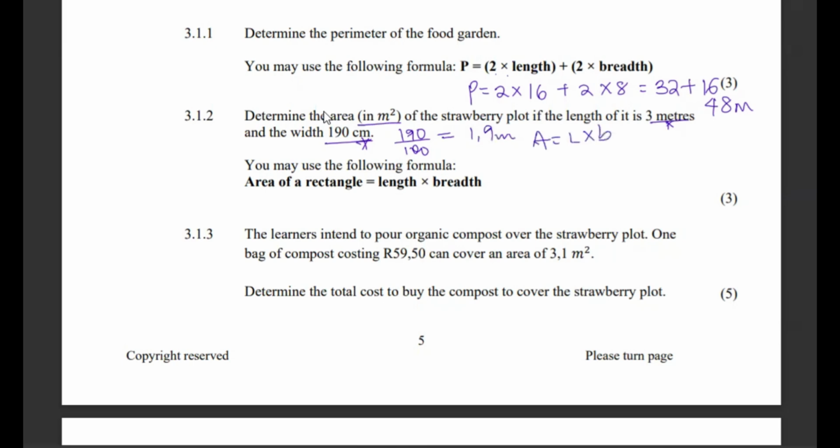L times B, and the length is 3 meters, whereas the width is 1.9. Area. It's 5.7 meters squared.